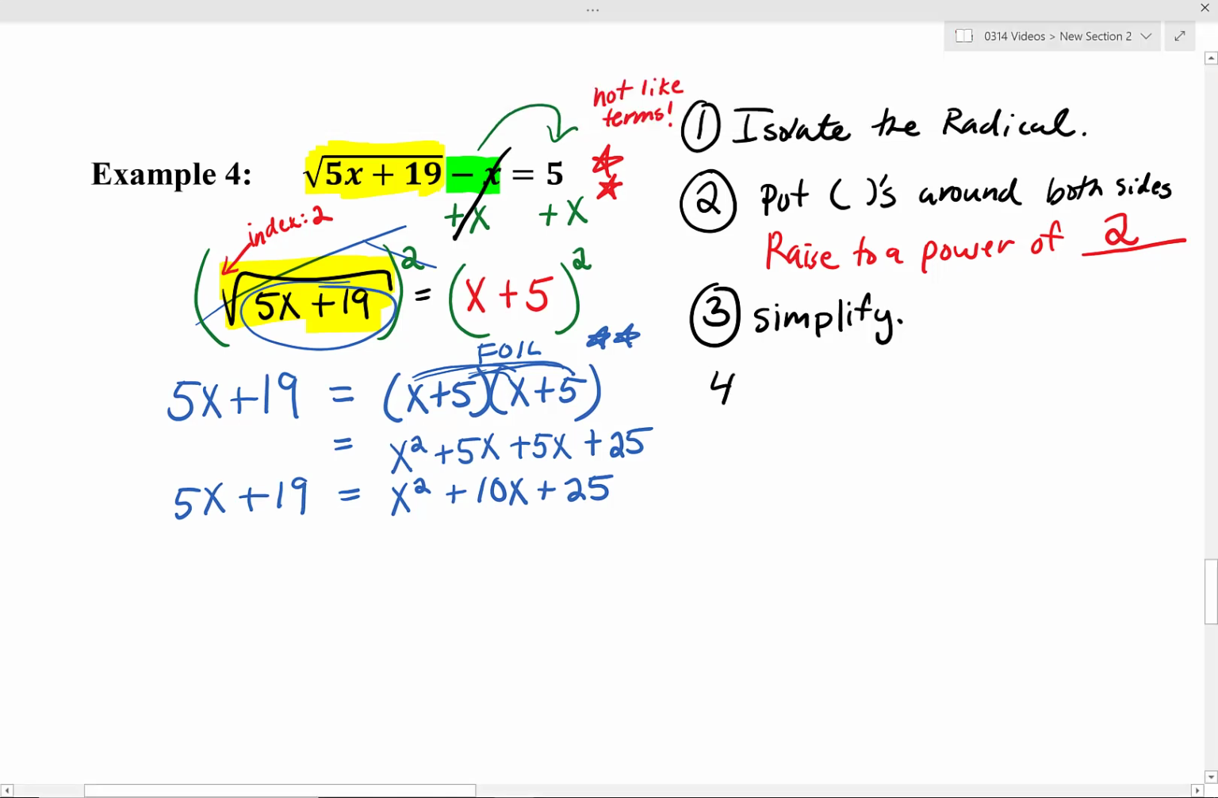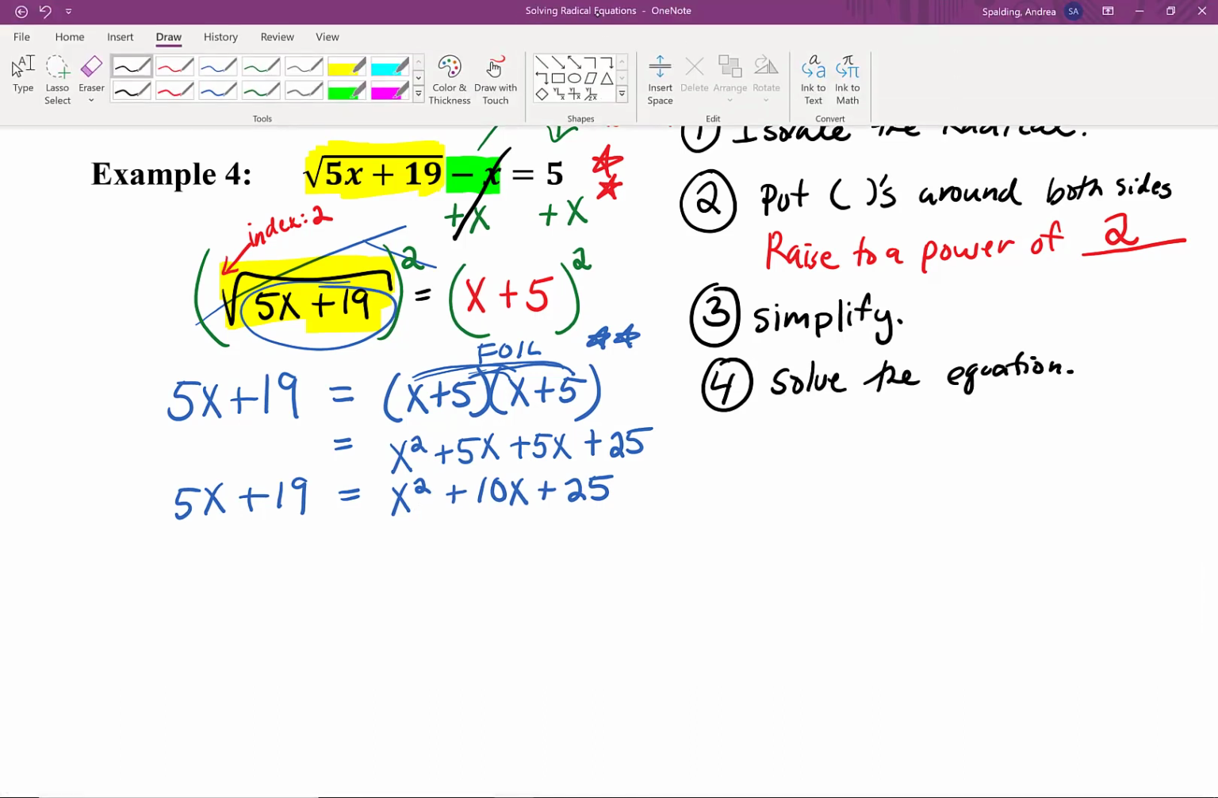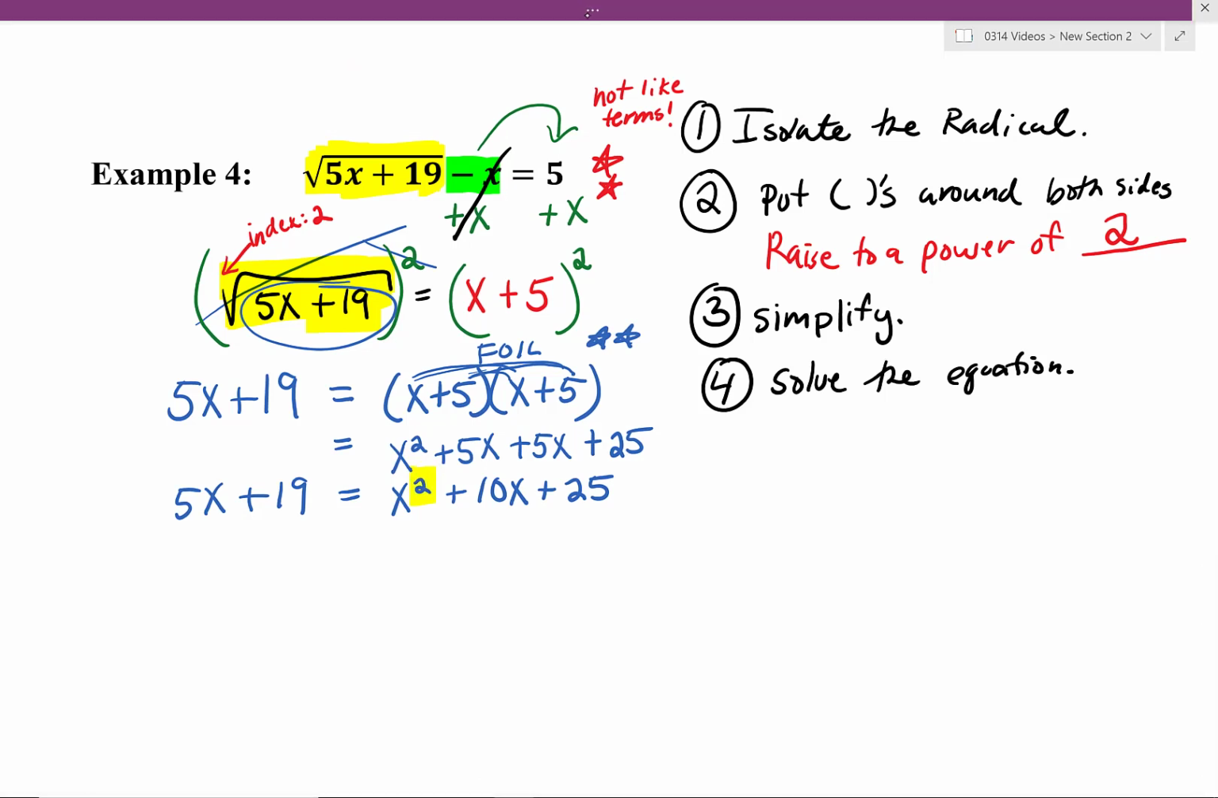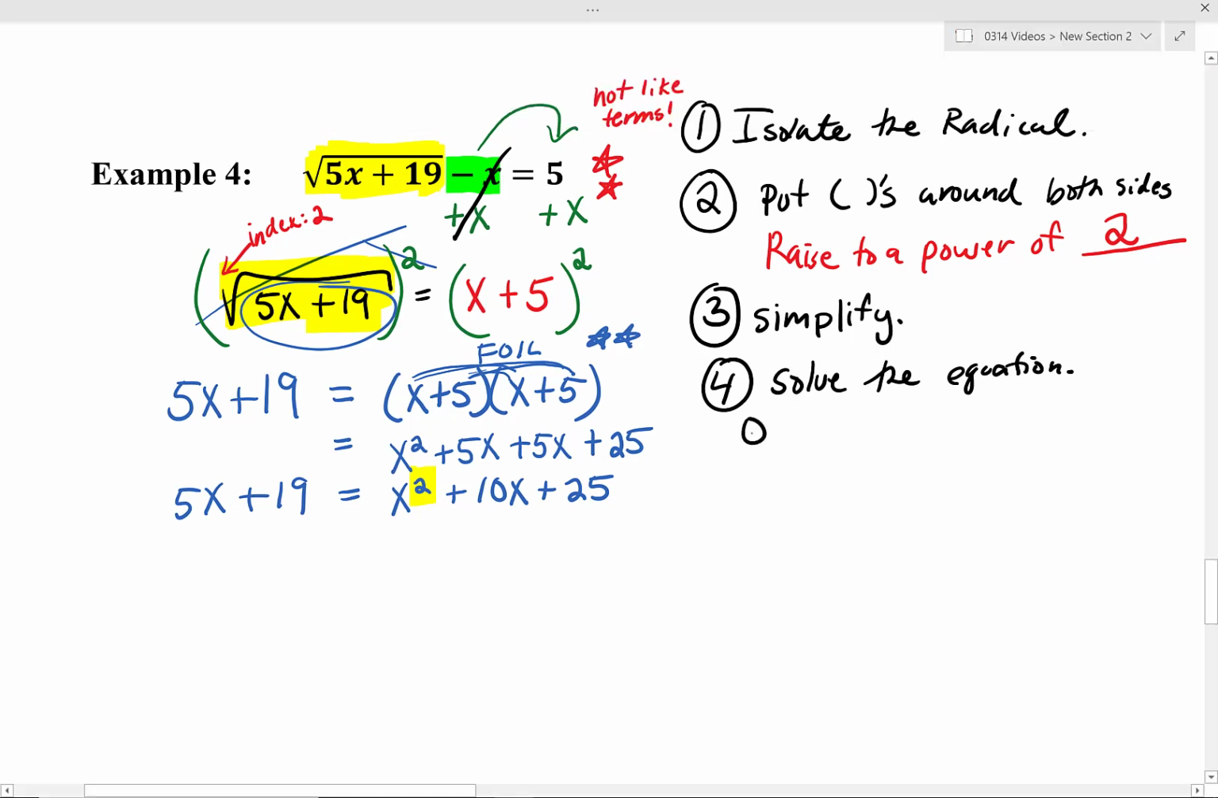Okay, what is our next step? We want to solve the resulting equation. Alright, we notice that we have an x squared in this problem. So since I have the square, that gives me a quadratic equation. Okay, so what methods can we use if we have a quadratic equation to solve? Well, we can use the ZPT. So that's the factoring method.